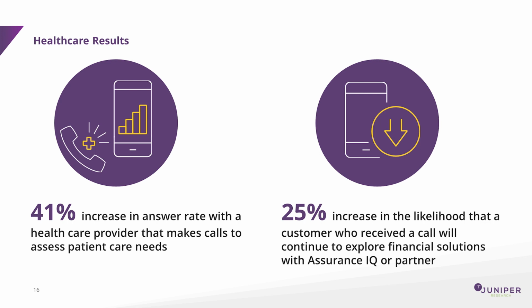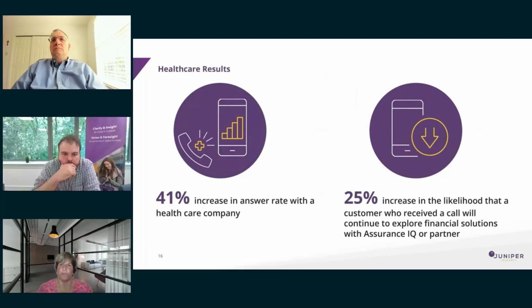Moving along, we've done a couple of healthcare surveys, and we have some use cases from two of our current customers. One of our current healthcare customers is reporting a 41% increase in answer rate. And another one of our customers, as you can see, Assurance IQ, has seen a 25% increase in the likelihood that a customer who receives a call continues to explore their financial solutions. So they're maybe out looking on the web for some additional information from Assurance. They're getting a call from Assurance. They're almost waiting for that call. They trust that call's from Assurance, and they're ready to have what could be a confidential conversation with them.